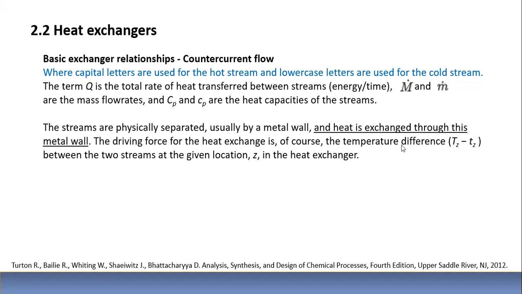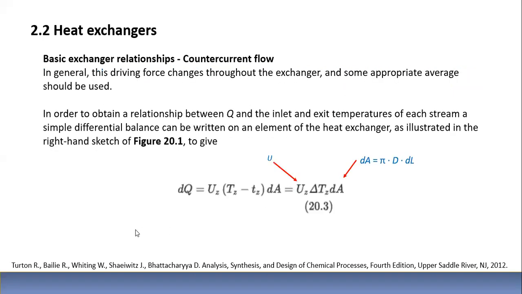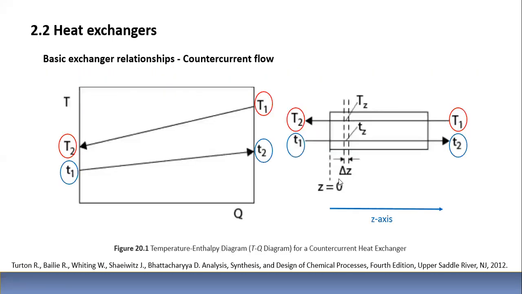So the driving force is, of course, a temperature difference, big Tc minus small tc, between the two streams at the given location, Z in the exchanger. In general, this driving force changes throughout the exchanger, and some appropriate average should be used. In order to obtain a relationship between Q and the inlet and exit temperatures of each stream, a simple differential balance can be written on an element of the exchanger, as illustrated in the right-hand sketch of figure 21. So this is where you see this small differential element.